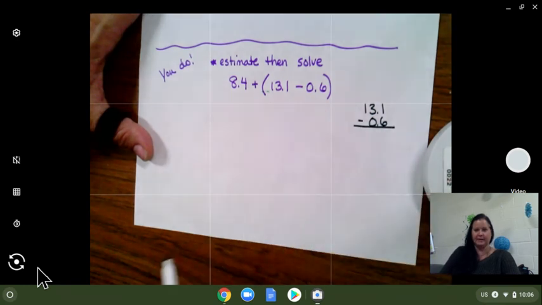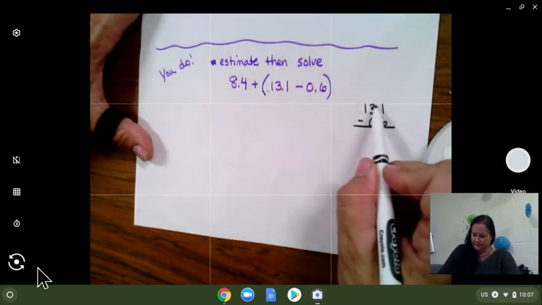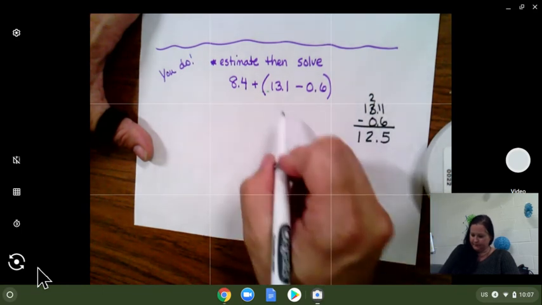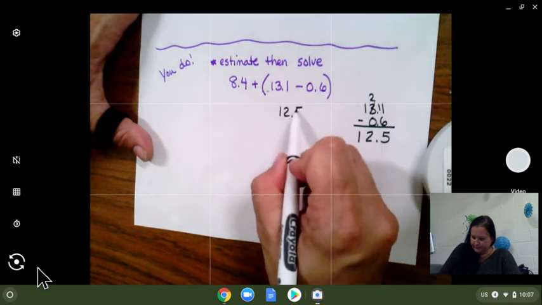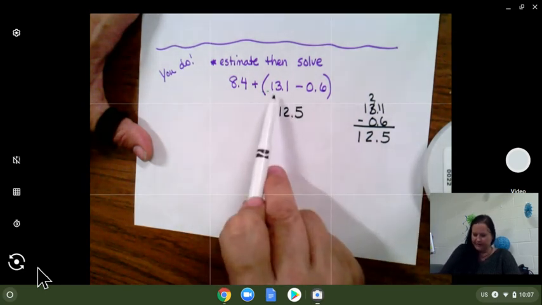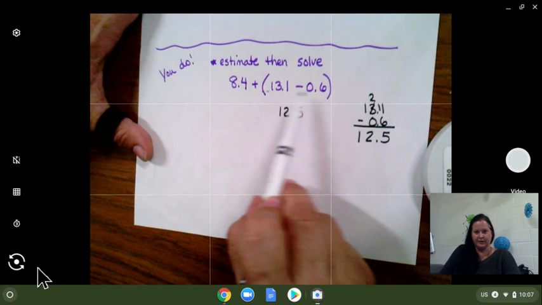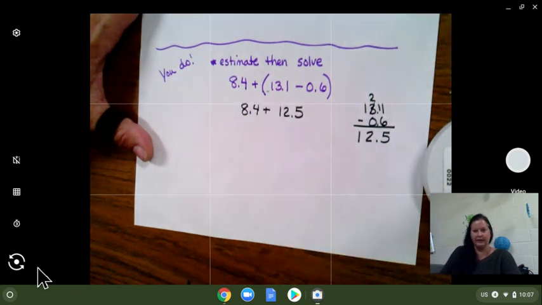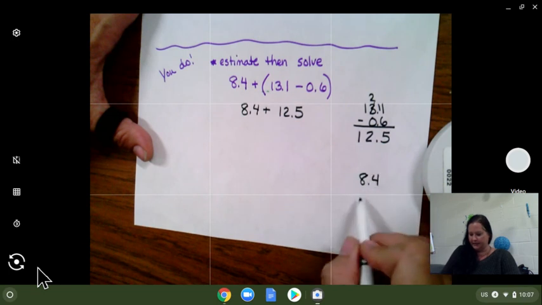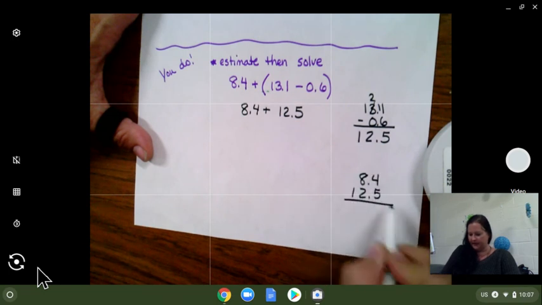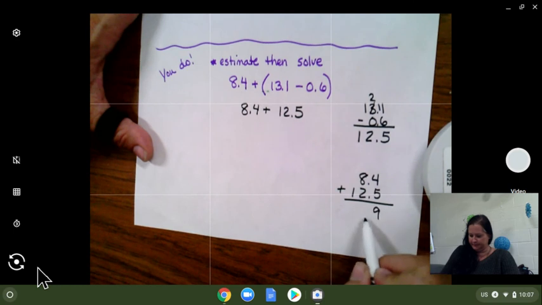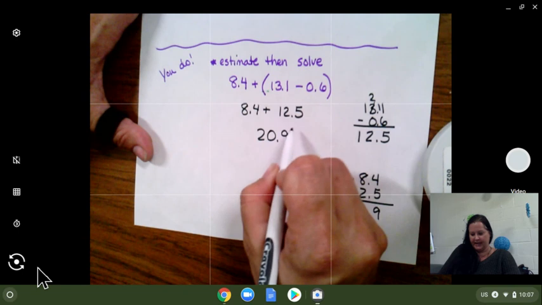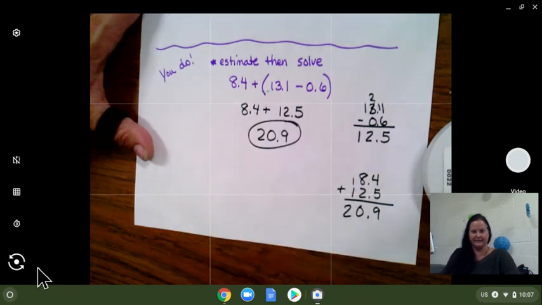So we do what's inside parentheses first. I'm checking to make sure the 12.5 is smaller than the 13 because I'm using subtraction. So I even check on myself. And then we are going to add 8 and 4/10 plus 12 and 5/10. And my answer should be 20 and 9/10. Okay.